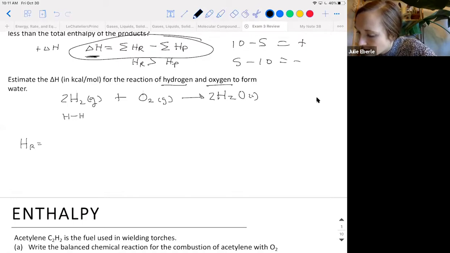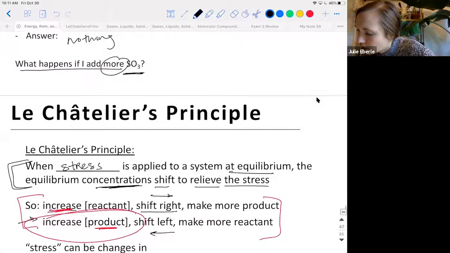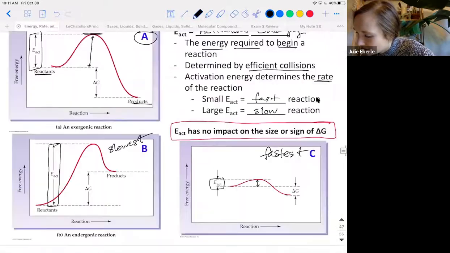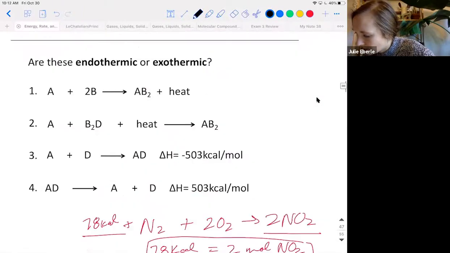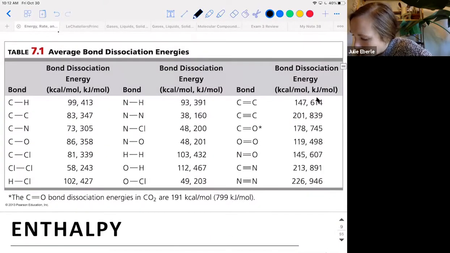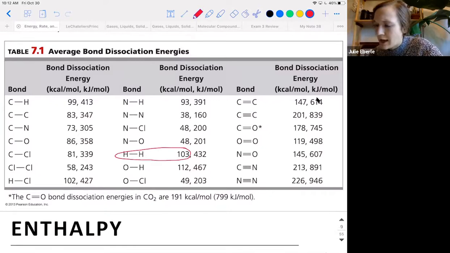And in fact, let me switch over to the table real quick and find what that bond dissociation energy is. Okay, I need to go way, way up. Close your eyes. I'm gonna scroll. It's way up here. Keep going. Almost there. Did we get there? Here it is. Okay. Hydrogen single bond is right there, 103. And I don't think I said in the problem to do kcal or kilojoules, so we'll just do kcals here.